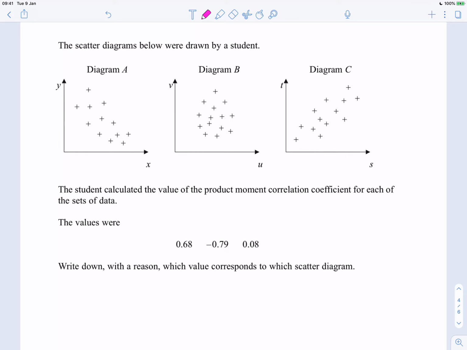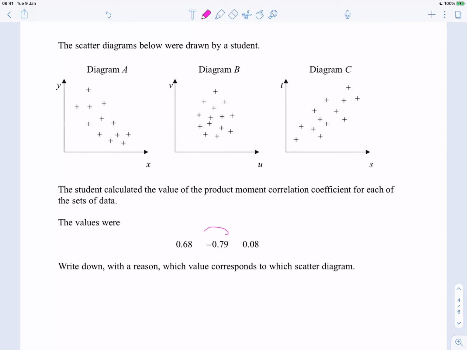Okay, so let's go through this. Scatter diagrams below by a student. Diagram A looks like that. Diagram B looks like that. Diagram C looks like that. The student calculated the value of the PMCC, the product moment correlation coefficient, for each of the sets of values. The values were given. Write down a reason which value corresponds to which scatter diagram.